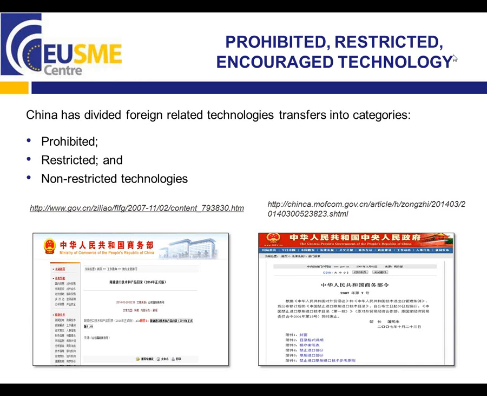The websites where you can find the overview are listed in the sheet. The problem is only that on these publicly available websites, most of the description is only in Chinese. But there are translations available on other websites. I think the SME Center can also help you with finding these descriptions. These lists are also updated regularly, depending on the new policy of the government. And it's therefore important that at the time that you enter into such a transfer, you check the list, because it might have several consequences.